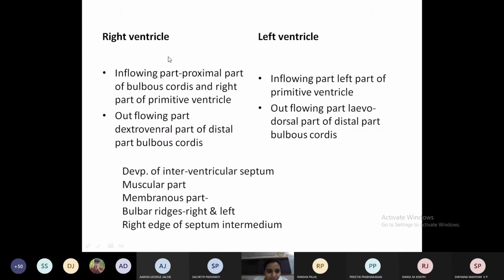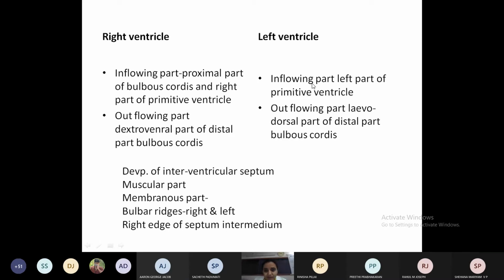The right ventricle, the inflowing part is formed by the proximal part of bulbus cordis and right part of the primitive ventricle. The inflowing part, the flow of blood from the atrium to the ventricle, is through the inflowing part. Outflowing part is where the blood will flow outside. It is by the dextroventral part of distal part of bulbus cordis.